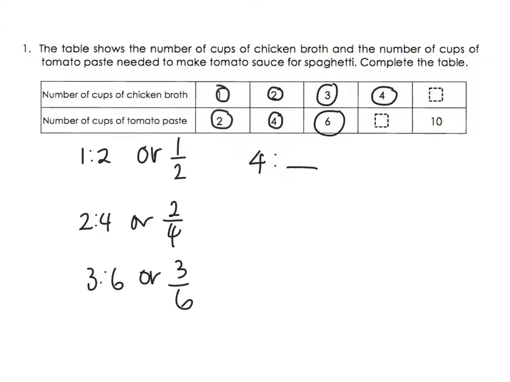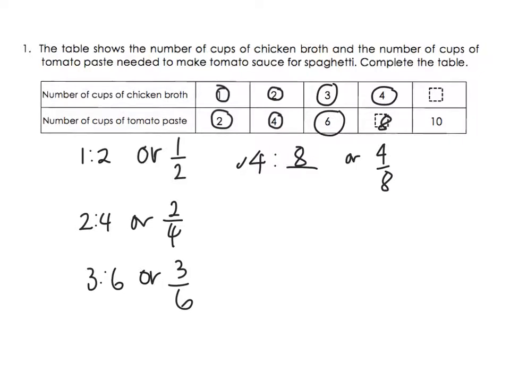So obviously, in the next one, if you have 4 cups of chicken broth, we need to know how many cups of tomato paste. And if you think about it, if you follow the pattern, you have to actually get double the amount of tomato paste. So if it was 1/2 or 1:2, if you use 4 cups, you needed 8. Or 4 out of 8.